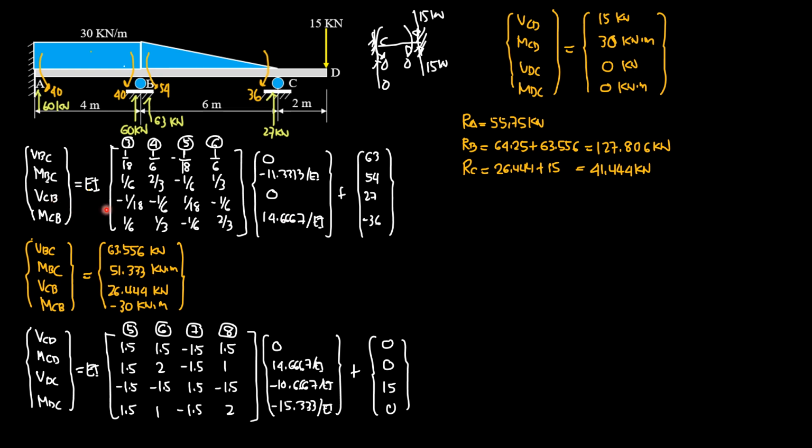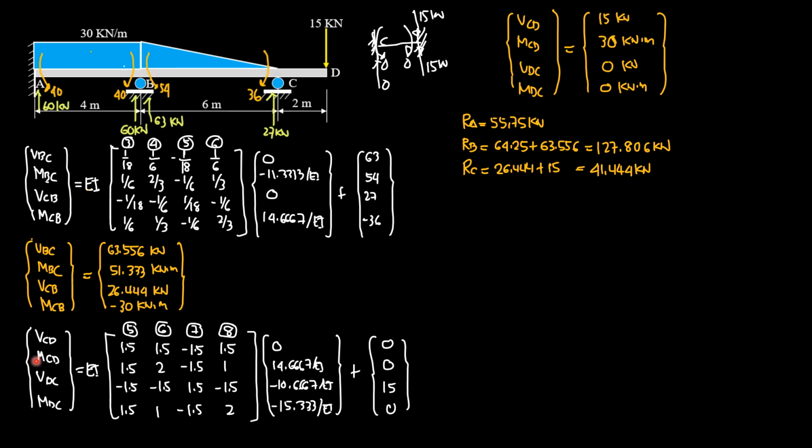Shear CB is negative 1/6 times negative 11.3333 plus negative 1/6 times 14.6667 plus 27, you'll get 26.444. And moment CB is 1/3 times negative 11.3333 plus 2/3 of 14.6667 plus negative 36, so you'll get negative 30 kilonewton meter.